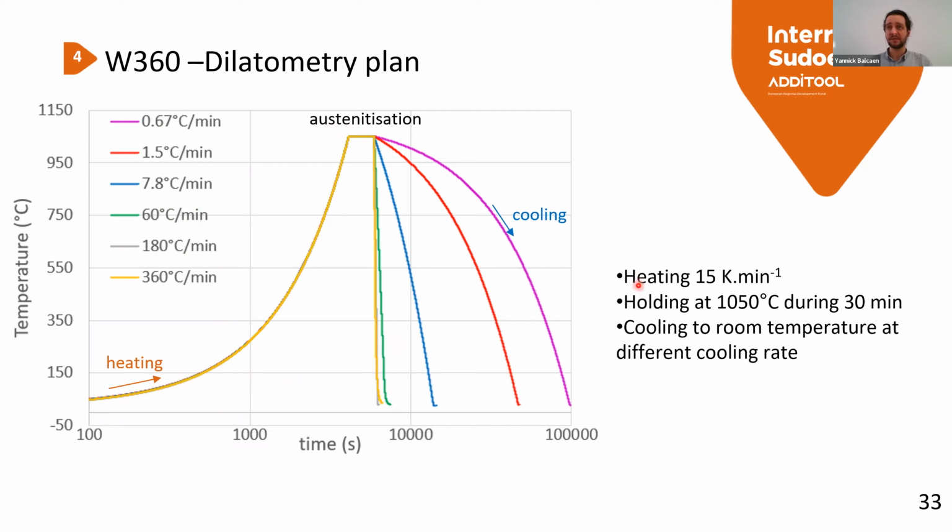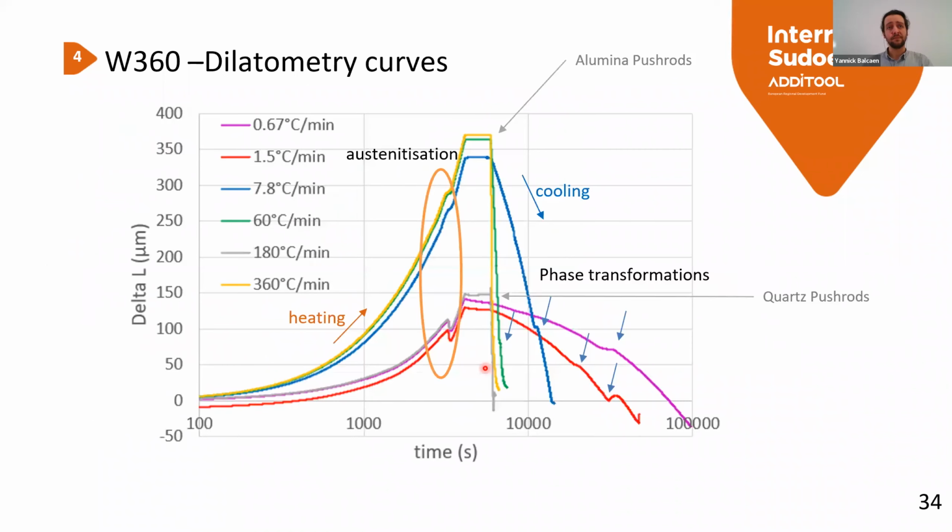We chose to heat at 15 degrees per minute. We have holding and austenitization at 1050 degrees for 30 minutes, and we cool with different cooling rates to room temperature. So, using this length variation versus time, we can observe that in the heating process, we can observe a small anomaly in the dilatation, the thermal expansion of these samples. It could be the austenitization.